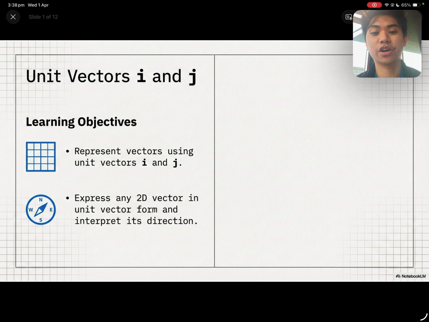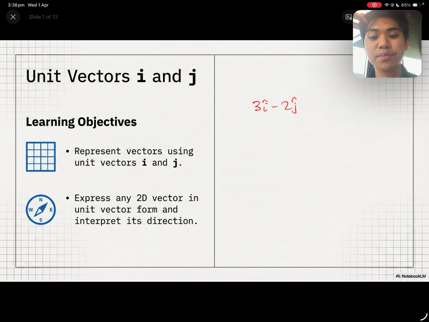Vectors i and j are the foundation of working with vectors in coordinate form, and if you don't understand them properly, you'll struggle to represent, manipulate, and interpret vectors in almost every question. For example, a vector like 3i minus 2j might look simple, but many students don't actually understand what it represents.